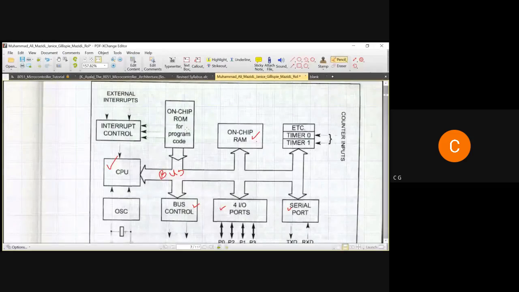RAM and ROM. These two parts, if you remove them, it is a microprocessor. If you add them, it is a microcontroller.